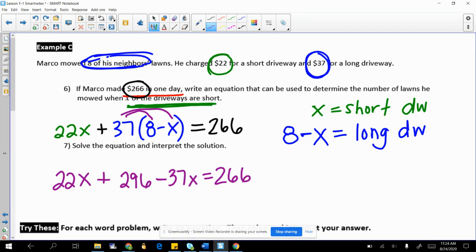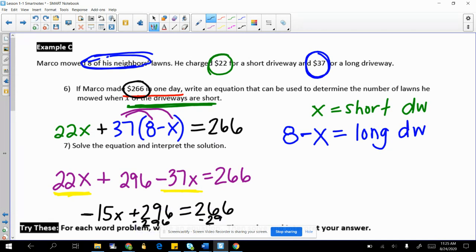Now, just like before, we need to combine like terms. So we've got a 22X and a negative 37X. So we would be doing 22 minus 37, and you're going to get a negative 15X. And then plus 296, bring that down, equals 266, bring that down. Now your next step is going to be to subtract this 296 over, so subtract that from both sides.